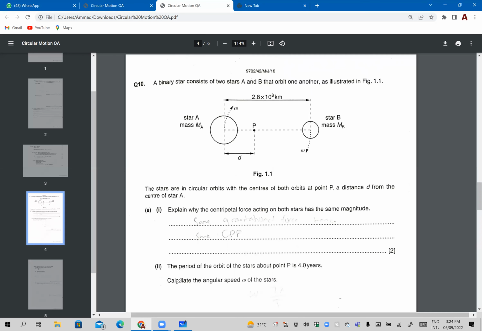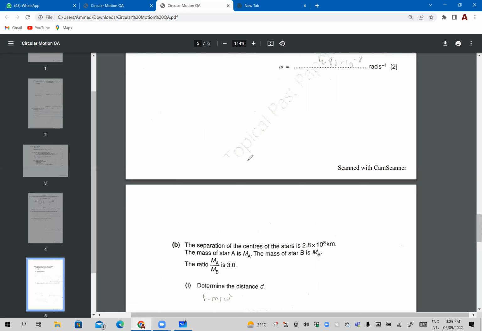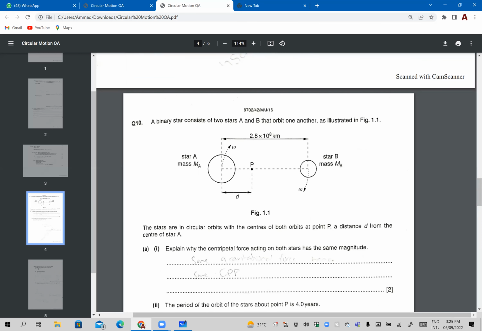Let's look at this again. You know कि यहाँ पे जो distance d है इसको भी हमने पहले इसमें consider करना है. Separation of centers of the stars is this, you're supposed to find distance d. So what you're finding here is this value, the value of d, just till point P. So if you subtract 2.8 में से distance d, आपको मिल जाएगा remaining distance, right? So distance d is the distance between A and P, and the remaining is the distance between P and B.